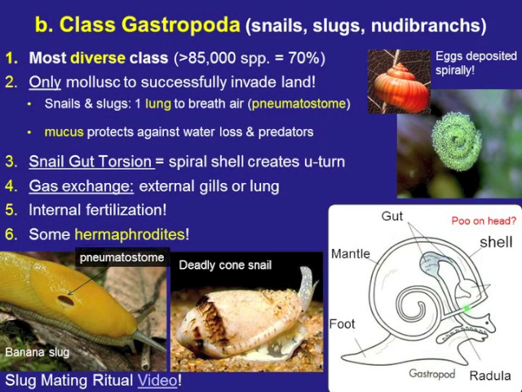The question is, does it poo on its head? And it may actually do that. We see its foot and its mantle. We can see in the right middle picture, the eggs are deposited spirally. It seems that the Fibonacci sequence not only plays a role with their shells, but also how they lay eggs.